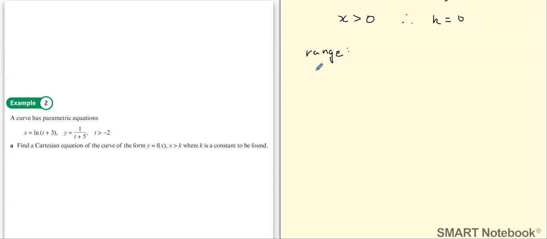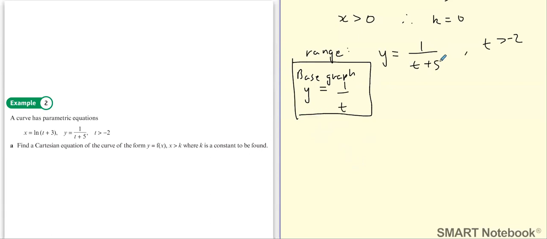So we now need to sketch y equals 1 over t plus 5, where t is greater than minus 2, sorry. So we now need to sketch this. Now, does that remind you of anything? Does y equals 1 over t plus 5 remind you of the type of graph you need to be sketching? It should be a reciprocal graph. You should be thinking y equals 1 over t. That's my starting point. I look at the base graph. This is sort of like the base graph, which I'm then going to transform to the graph that I want.